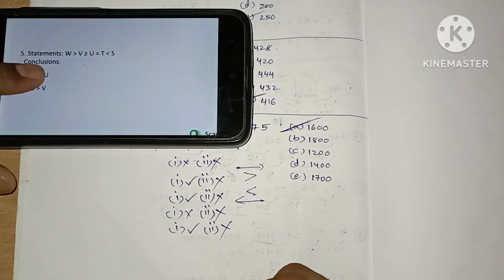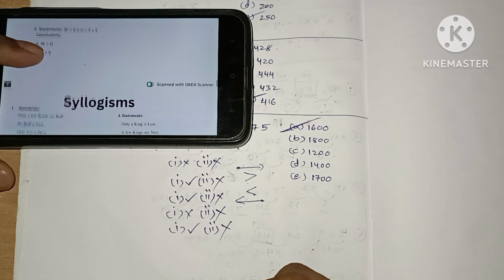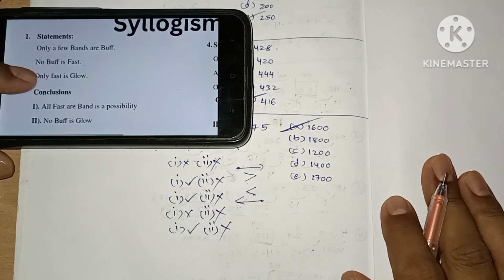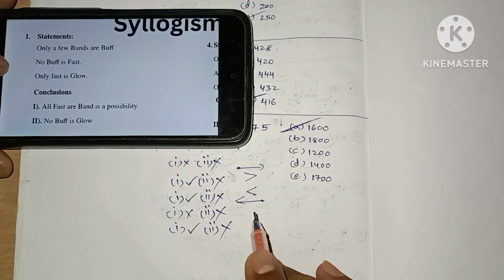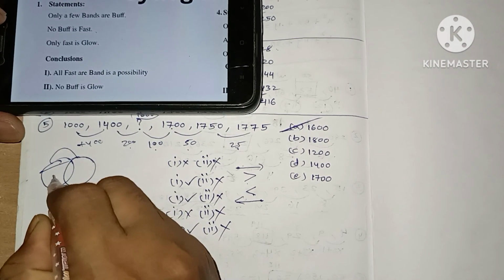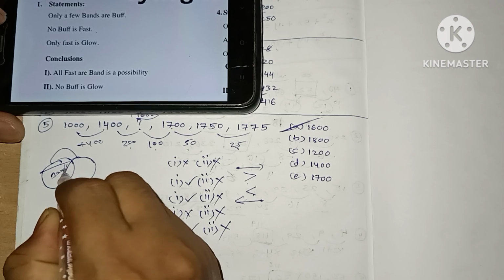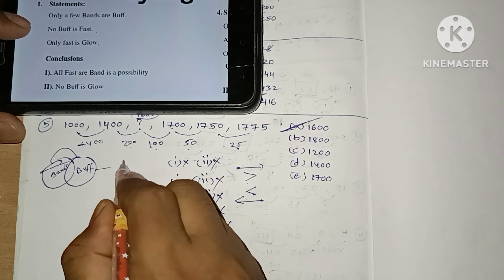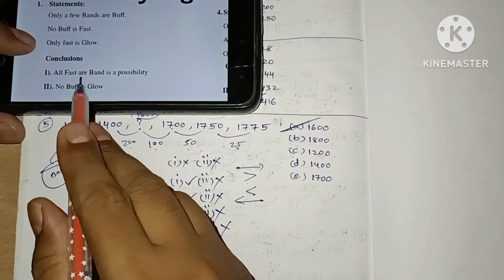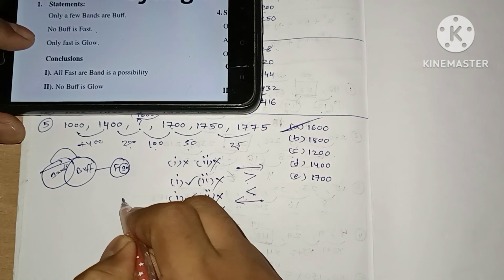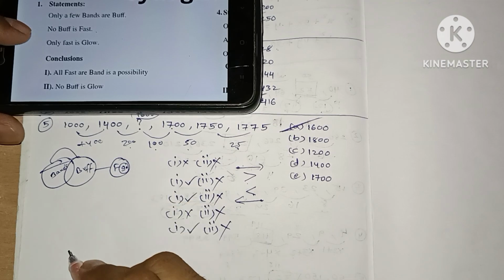Now we are going to see syllogisms. Syllogisms, first question. Only a few bands are buff. No buff is fast. Only fast is glow. So glow is inside fast and doesn't share with anything except fast.